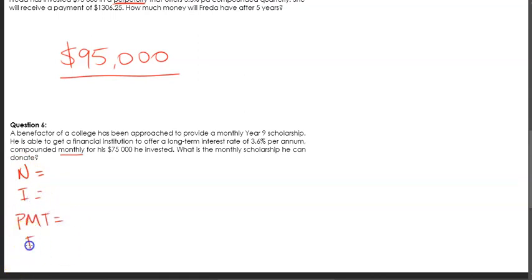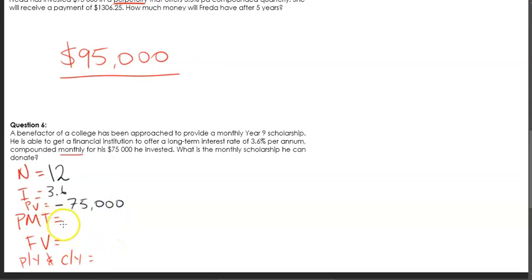So last time we'll set up our template: N, I, PV, PMT, FV, and PY and CY. The number of compounds, this is going to be compounded monthly, so within the year it is 12 months. The interest rate, 3.6. The present value rather is negative 75,000. It's an investment, so it will be negative.